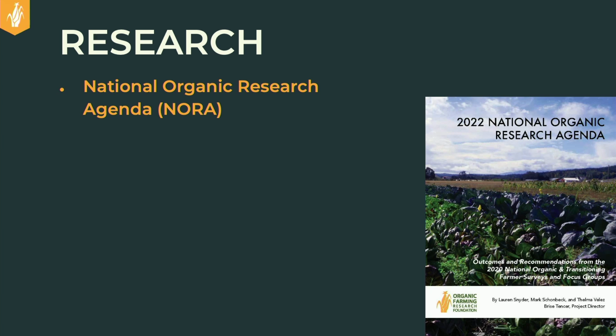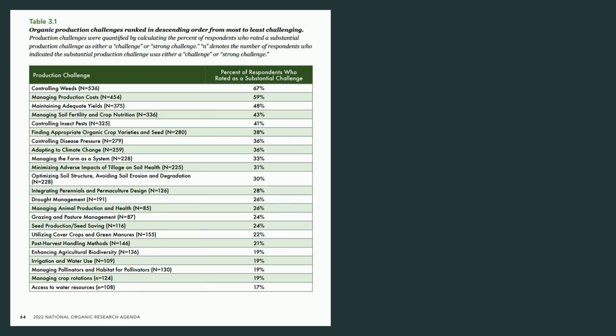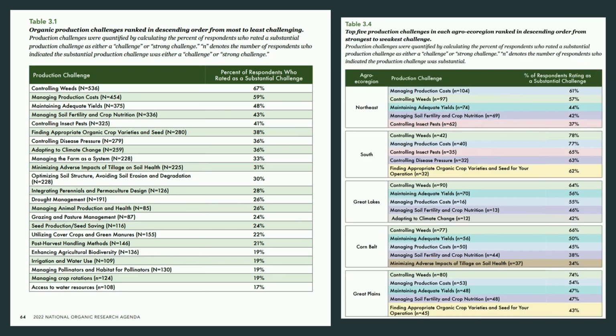Now I want to show you a little bit of what this information looks like. This is just one of the many tables that's in this report. This is basically what organic farmers said were their number one production challenges. Controlling weeds, number one. Production costs, number two. Maintaining adequate yields, number three. But another table takes the same data and breaks it up regionally. You get slightly different results.